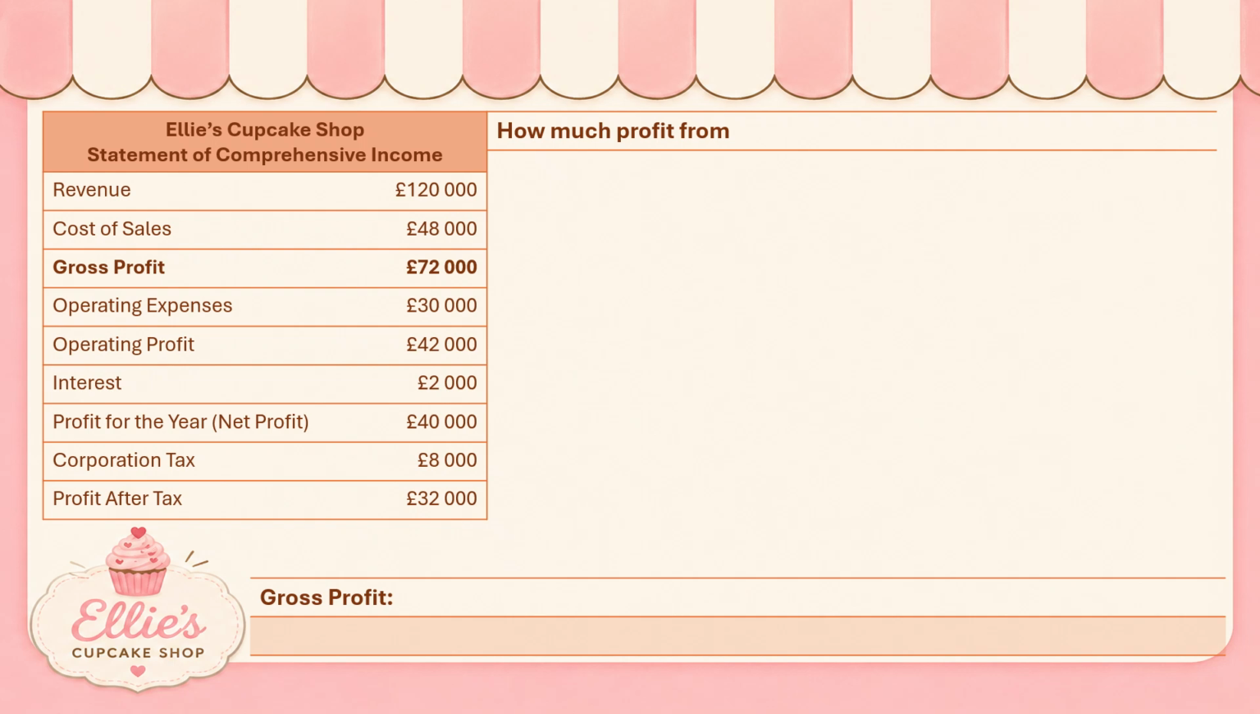Notice that gross profit is calculated immediately after revenue and cost of sales, because gross profit only looks at one question. How much profit from making and selling cupcakes? So let's start with revenue. Okay, so last year her revenue was 120,000.